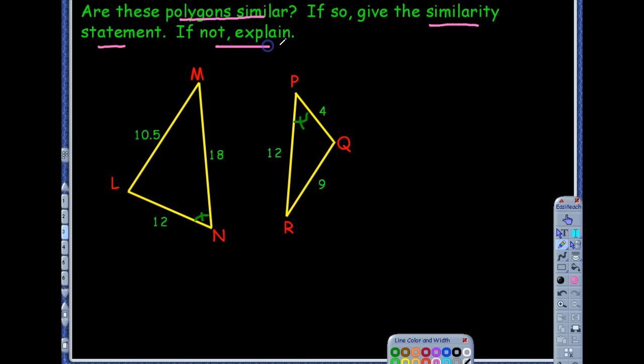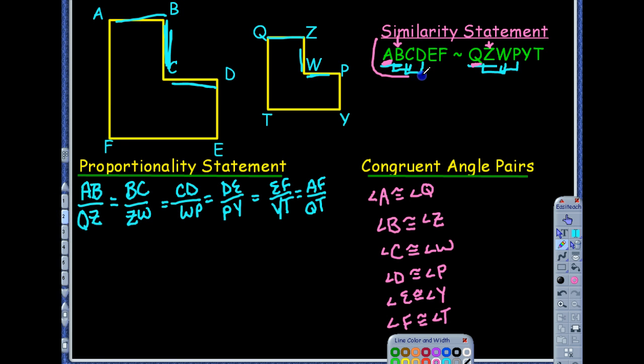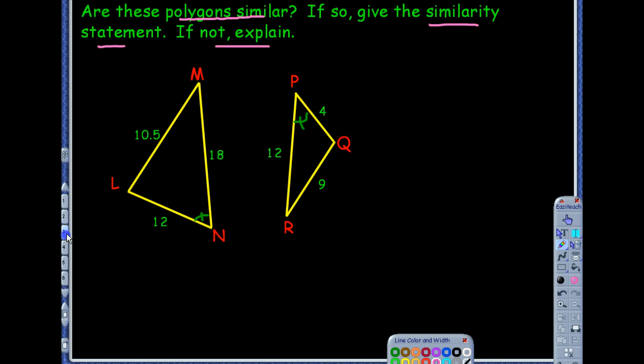If not, explain. So the similarity statement, that's like when we wrote a congruence statement, we said 2 figures were congruent. This is saying 2 figures are similar. So like this right here was a similarity statement. We gave that to you. These are different. A lot of times people think these are the same, right? Proportionality statement and similarity statement are different. I wouldn't say they think they're the same. They get mixed up with it. I've seen that in the past.